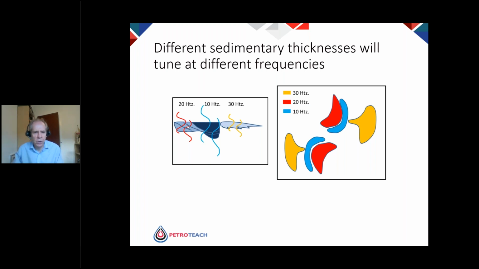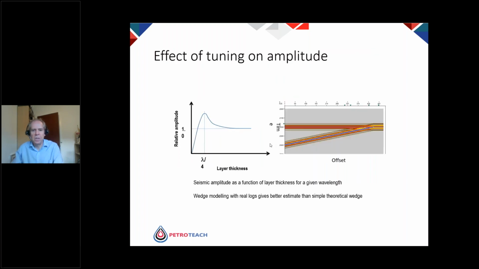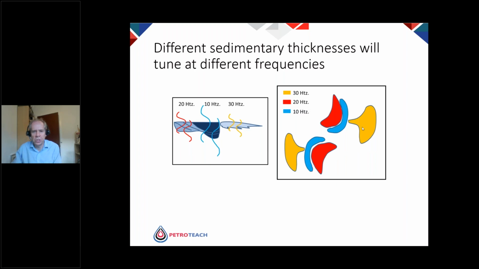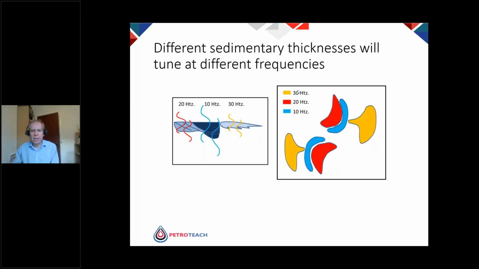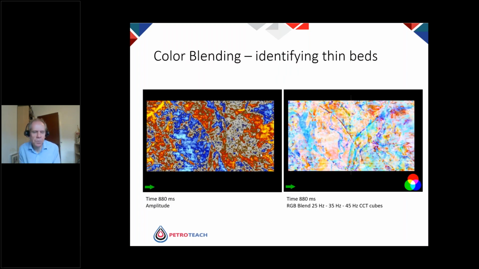Here's a side view of a bunch of these different lobes, and they've been colored by what the tuning thickness is going to be. So this is going to be affected by the tuning thickness. Depending on the frequency of my seismic, I'm going to get a response. So I'm going to get more at 30 hertz from the thin one than from the thicker one. I can use this to try to map out features.